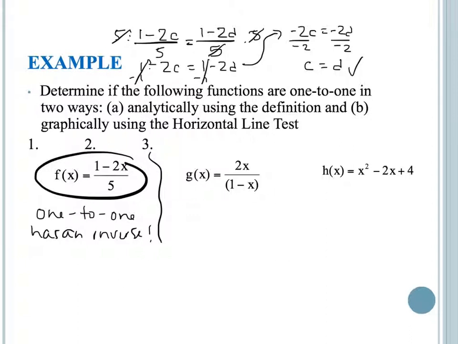If I take a look at g of x, I'm going to use the same procedure with plugging in c's and d's, and this might get a little more complicated. 2c over 1 minus c equals 2d over 1 minus d. And actually, that kind of sets up something I could cross multiply maybe. 2c times 1 minus d equals 2d times 1 minus c. So let's multiply that out.